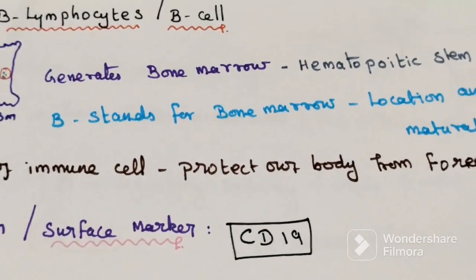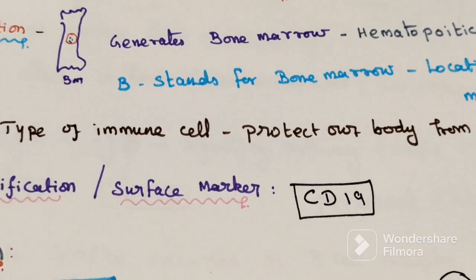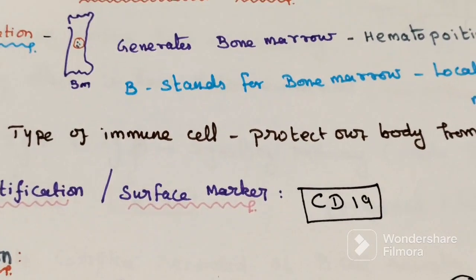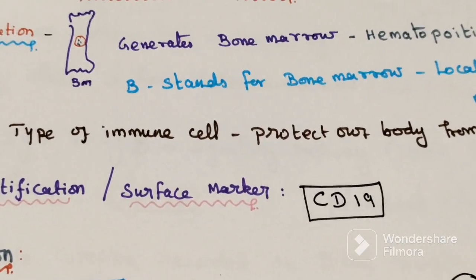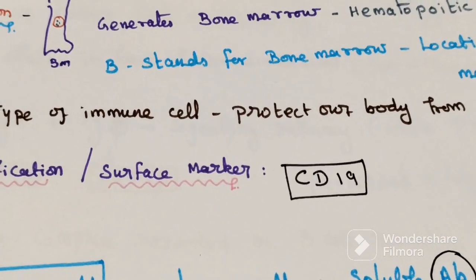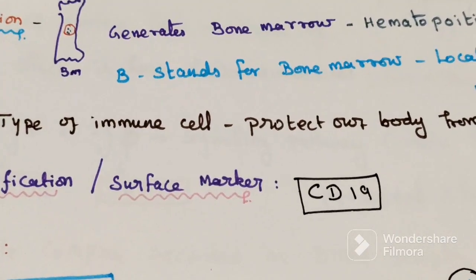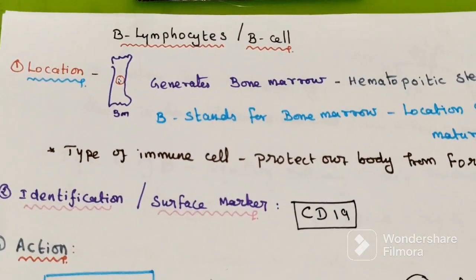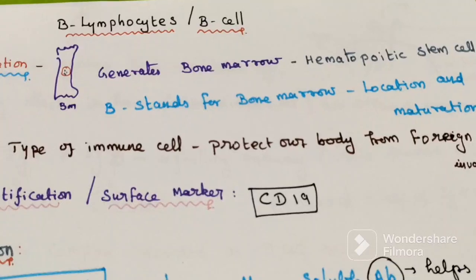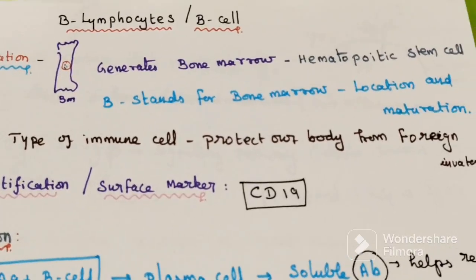If we talk about the identification marker, that means the kind of surface protein that can help in the identification of B cells. The identifying or surface marker is known as CD19. If a cell has CD19 on its surface, it is an indication that it represents the family of B cells. So, location: bone marrow, hematopoietic stem cells, a type of immune cells, then identification or surface marker CD19.